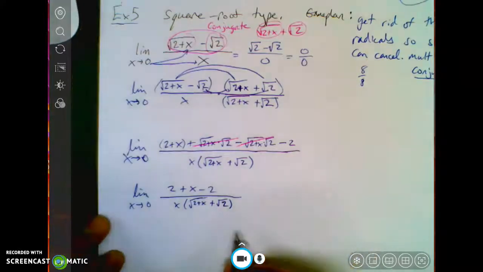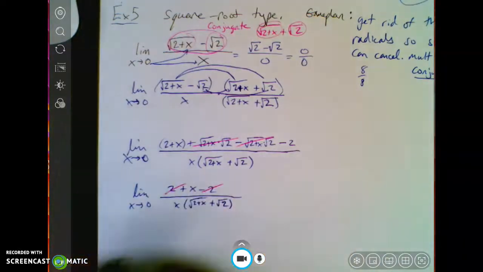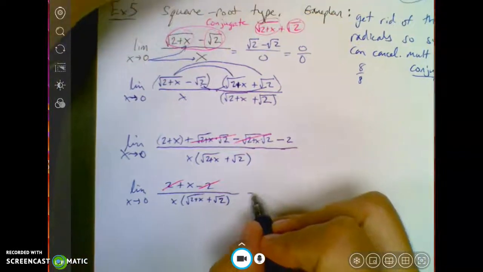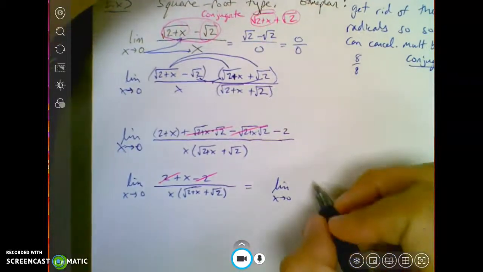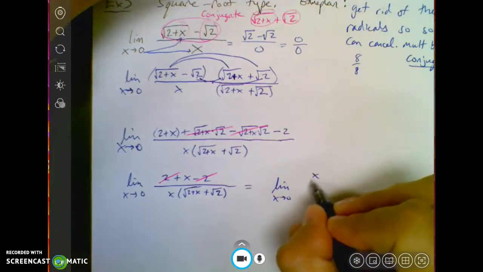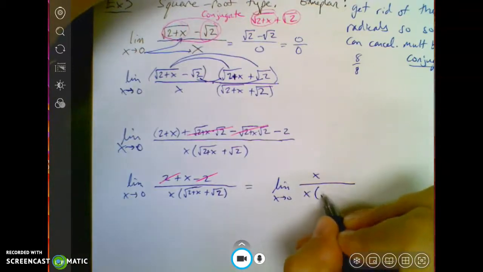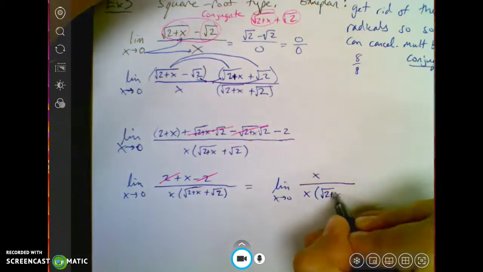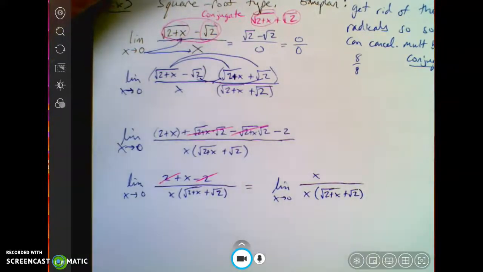Okay, now you should notice something else on top. See how there's a 2 and a minus 2? So this is really the limit as x approaches 0 of x over x times radical 2 plus x plus radical 2. Remember, we're just working until we get something to cancel. Now you got something to cancel.